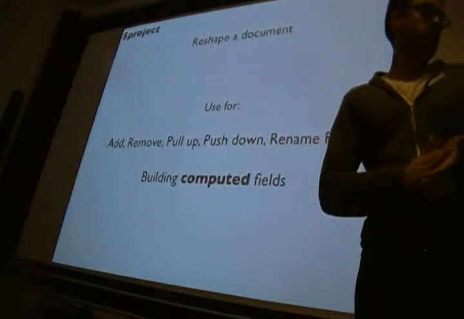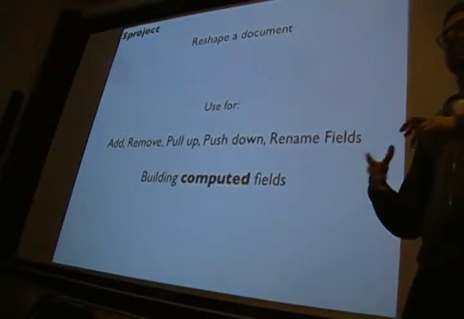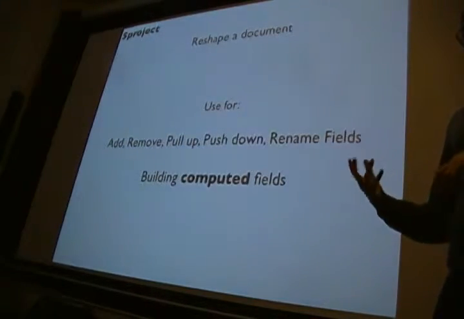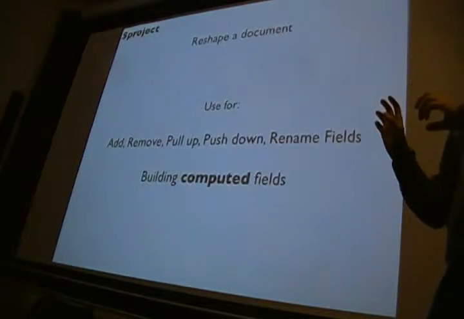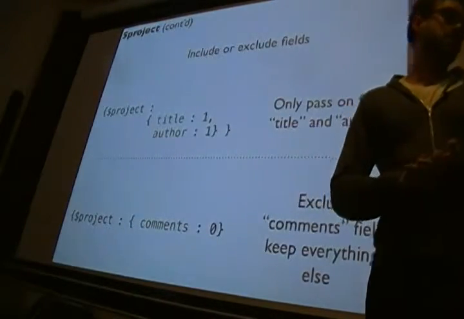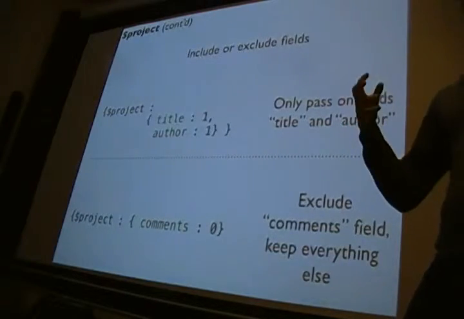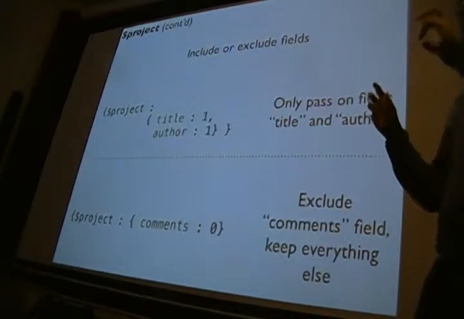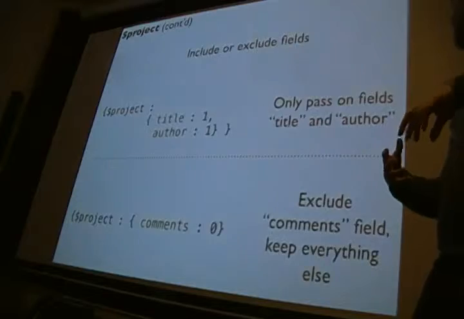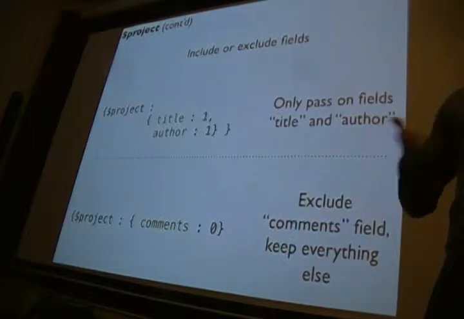So $project can do a lot of different things. You can basically reshape documents in the pipeline. So you can delete fields, you can add new fields that you compute based on some values, or you can move fields around in the documents. So just a couple examples. If you have $project and you give it an object that has fieldname: 1, fieldname: 1, that will include the field in your pipeline and throw out everything else. Conversely, if you do fieldname: 0, it will throw out just that field and keep the rest.